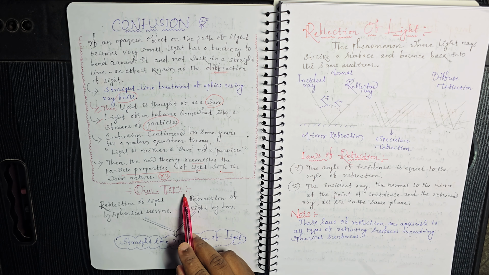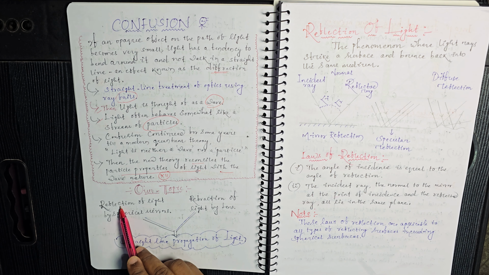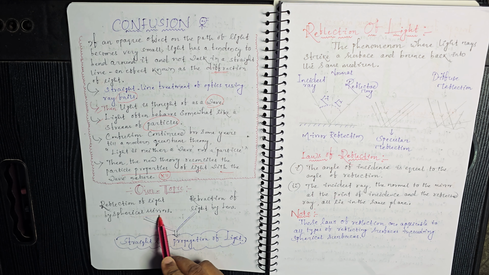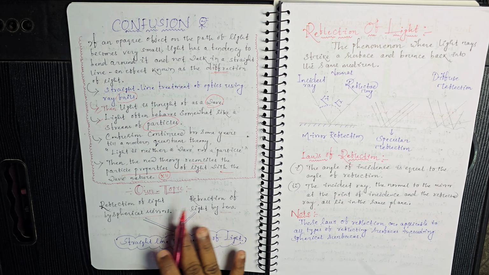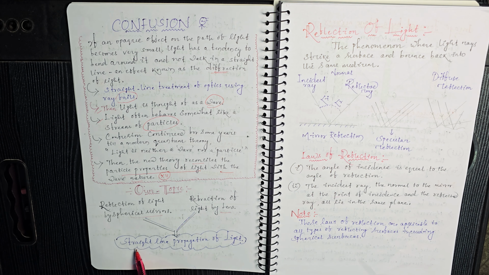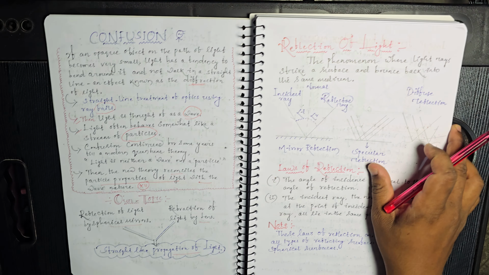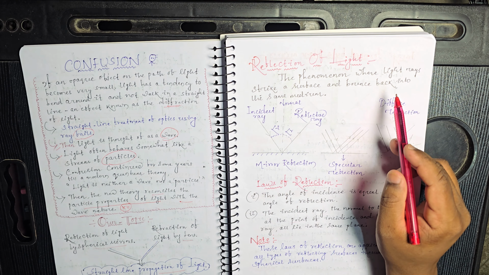Now coming to our topic. Our topic is about reflection of light, which is by spherical mirrors, and refraction of light, which is by lenses. And all these natural phenomena occur during the straight line propagation of light. I hope this is clear. Understood? Now coming to reflection of light.